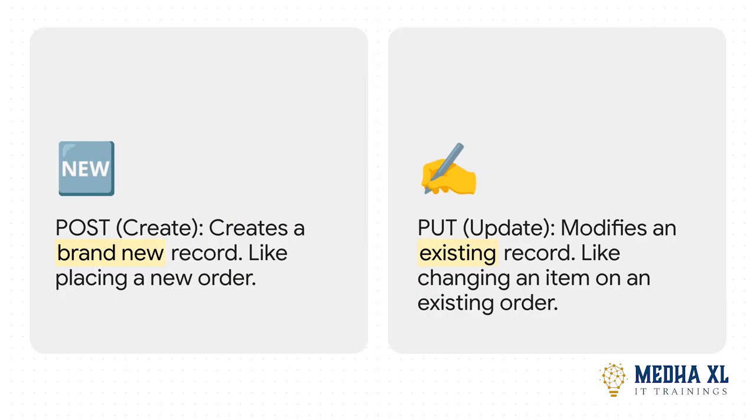Okay, this is a super, super important point, so let's pause here for a sec. POST versus PUT. A POST is when you're creating something from scratch, walking into the restaurant and placing a totally new order. A PUT, on the other hand, that's when you're changing an order you already placed. It modifies something that already exists.